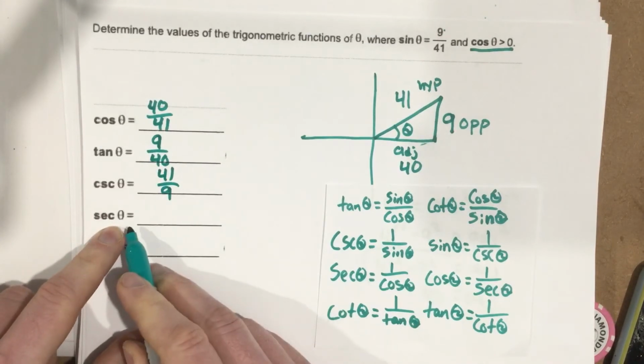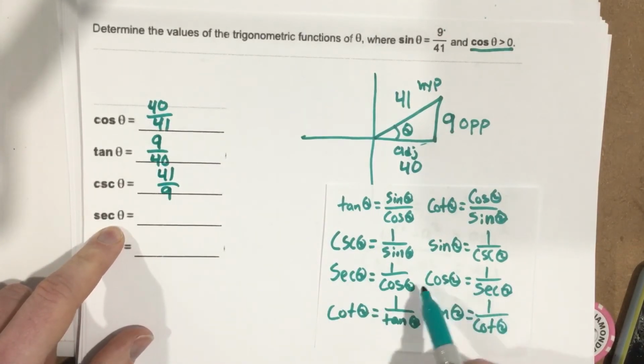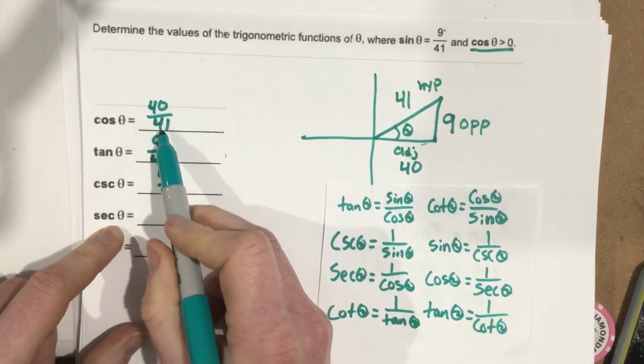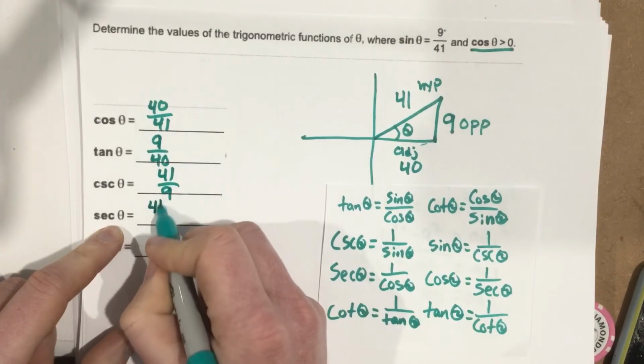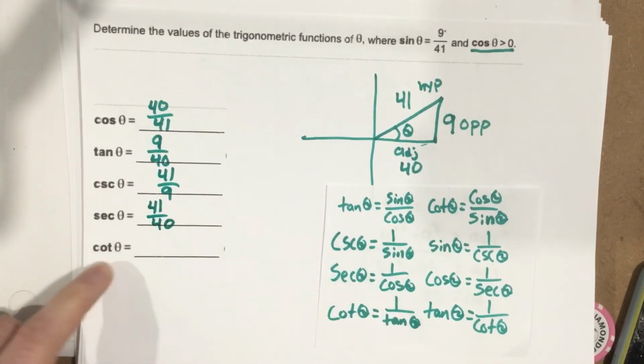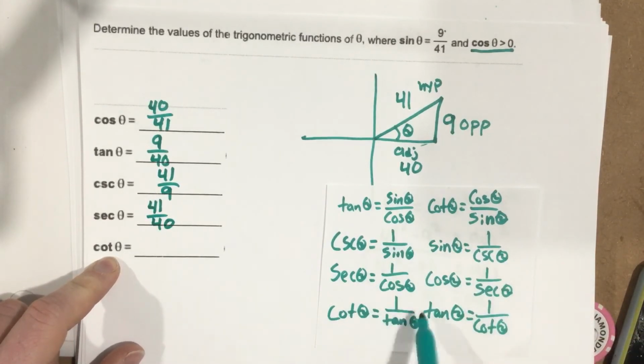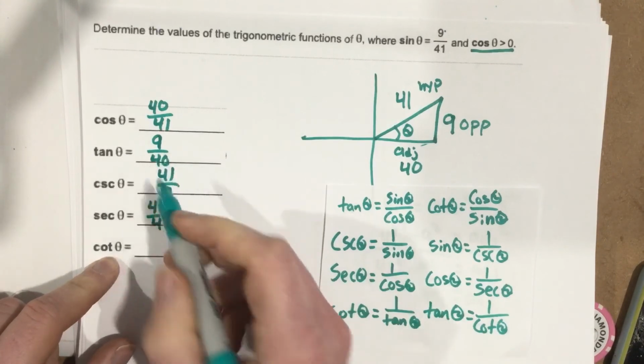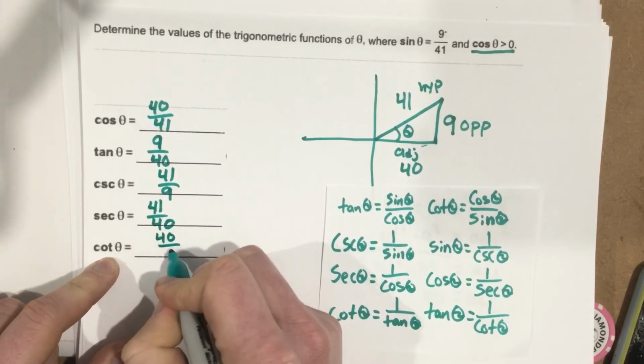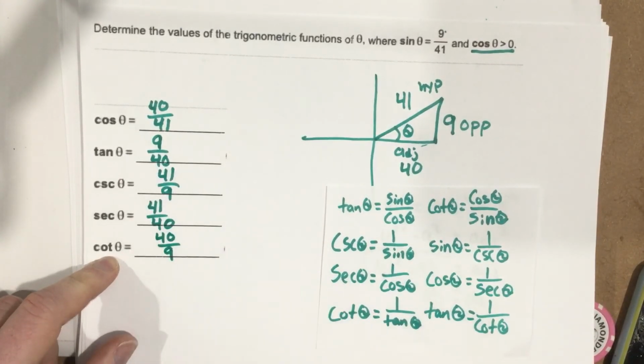We know secant is the reciprocal of cosine. Well, cosine is 40 over 41. The reciprocal of that is 41 over 40. And we know cotangent is the reciprocal of tangent, which is right here. This is 9 over 40, so the reciprocal is 40 over 9.